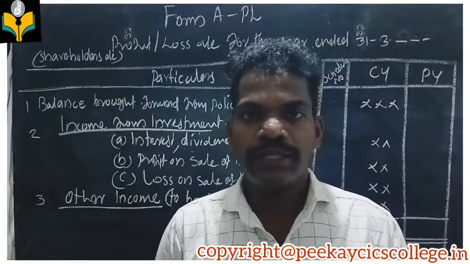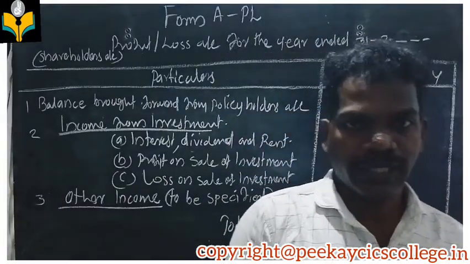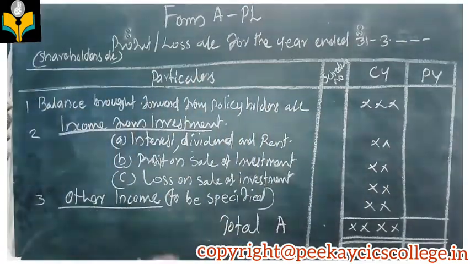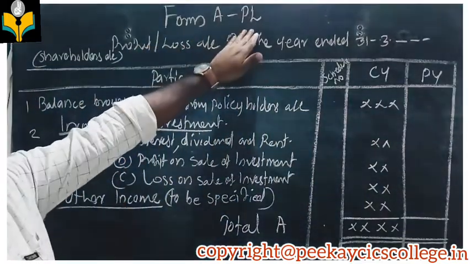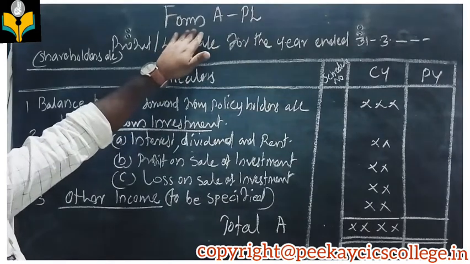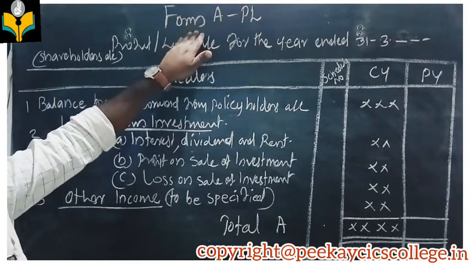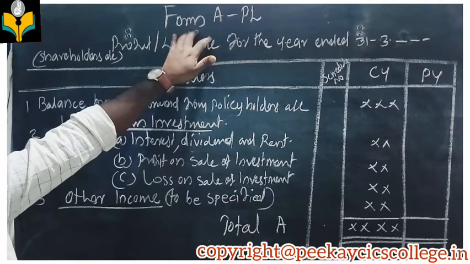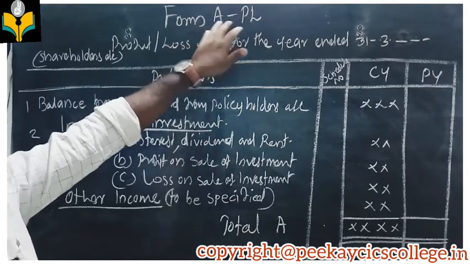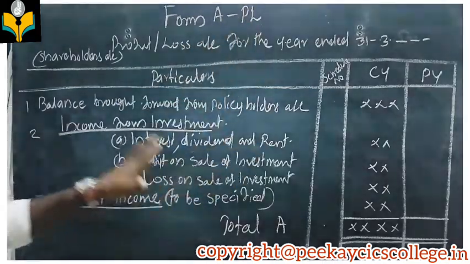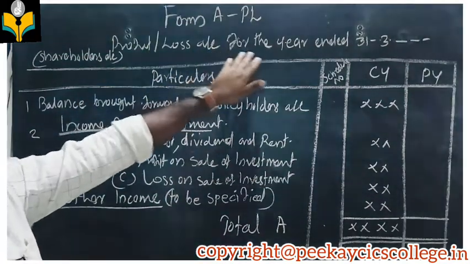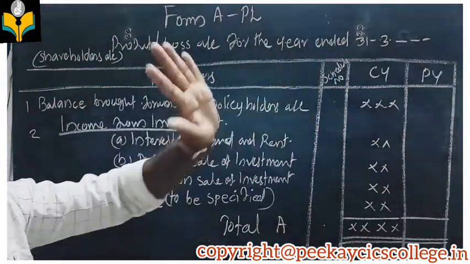Now we are going to discuss the format of profit and loss account in the insurance business, especially life insurance companies. Okay, let's go. The format of profit and loss account. First part, Form A, PL, the final account of a life insurance company under Form A. PL stands for profit and loss account. Profit or loss account for the year ended 31st March every year.